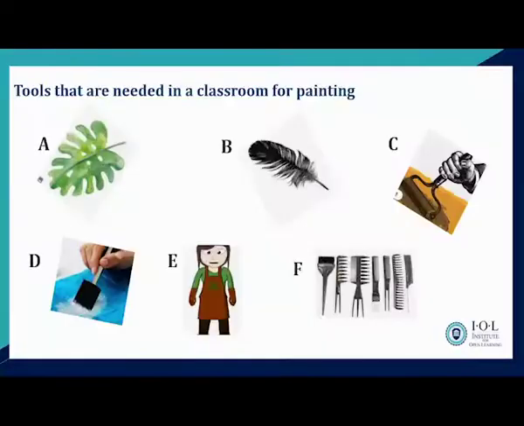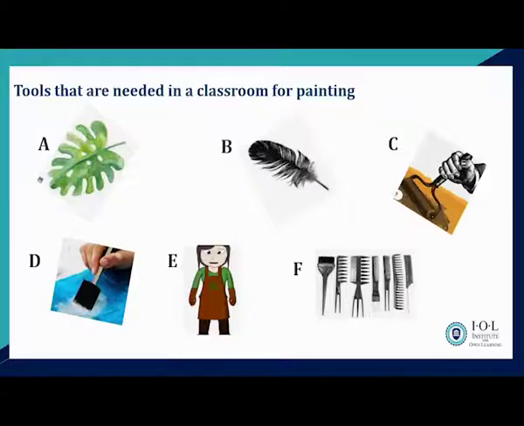When we do drawings, we need certain items to make our drawing interesting. Either you're going to use a leaf. If we look at A, that leaf has a pattern. When you keep the leaf flat on a surface and you do the painting around that leaf, when you lift up the leaf, you are going to have a beautiful design pattern from natural resources.